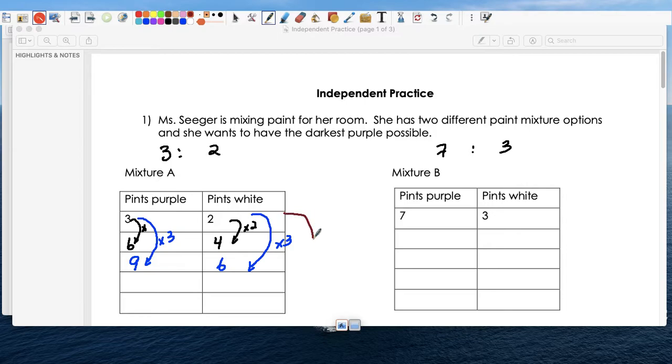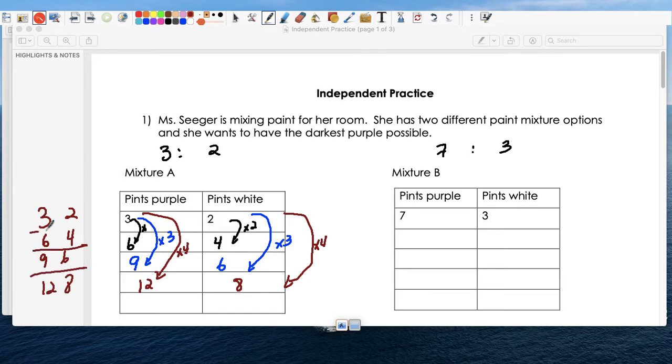So again, next one I'm going to do 2 times 4, 2 por 4, 8. And over here I'm going to do 3 times 4, which is 12. So we have 3 to 2, 6 to 4, 9 to 6, 12 to 8. So I'm just going to make this a little prettier.